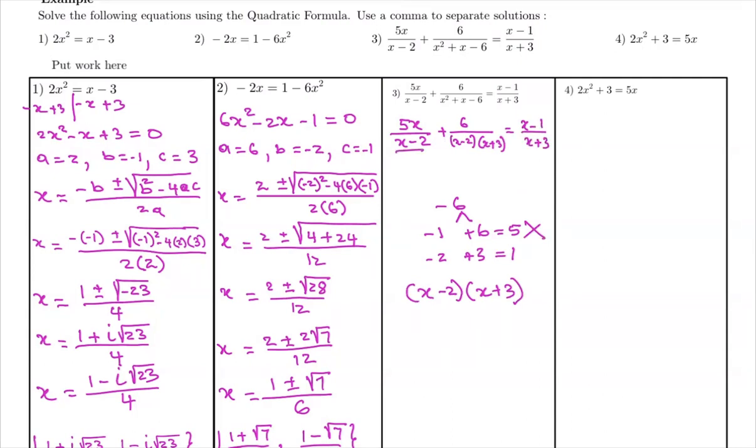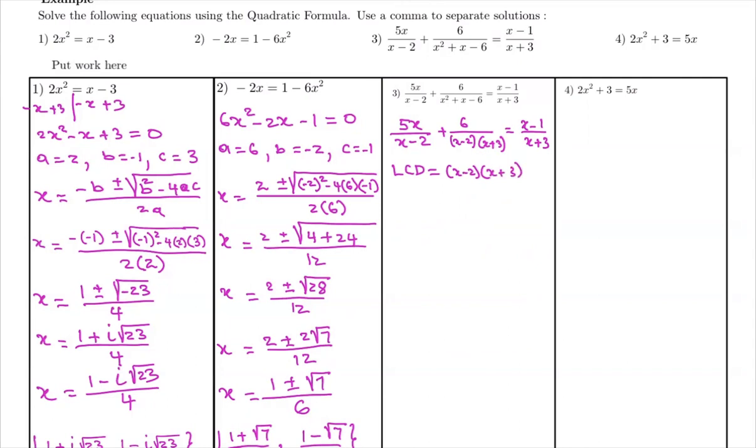Now, x minus 2, x plus 3. So the only factors we have in the denominator are x minus 2 and x plus 3. So the least common denominator is x minus 2 times x plus 3. So the excluded values are going to be the values that make the LCD equal 0. All right, x equals +2 for this one, and x equals -3 for this one.